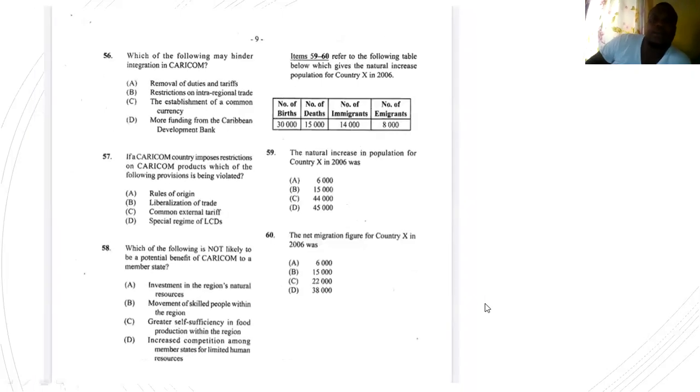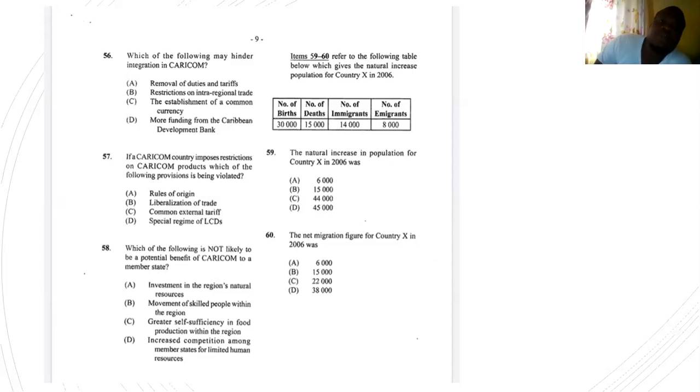We're on the final set of questions now. 56 says, which of the following may hinder integration in CARICOM? A, removal of duties and tariffs. B, restrictions on intra-regional trade. C, the establishment of a common currency. Or D, more funding from Caribbean Development Bank.